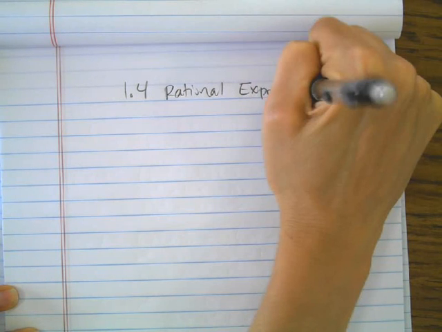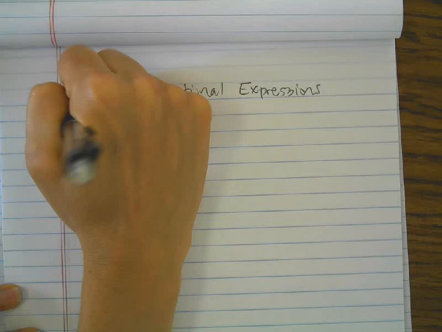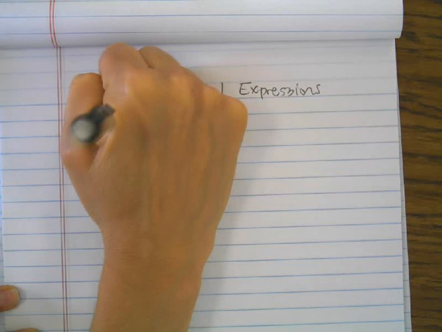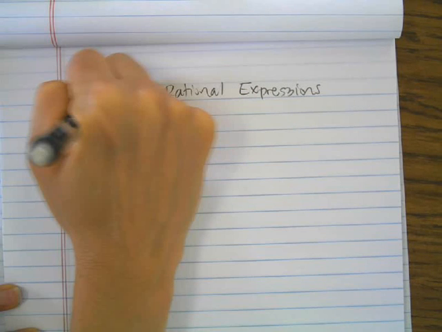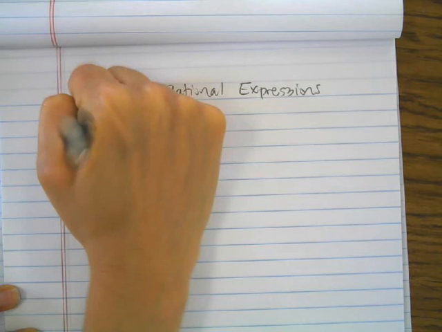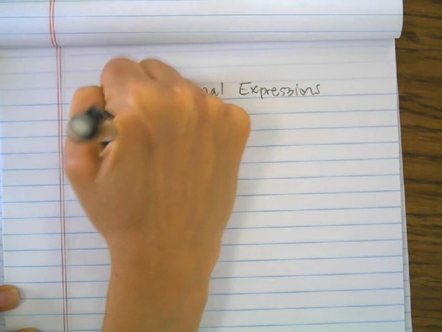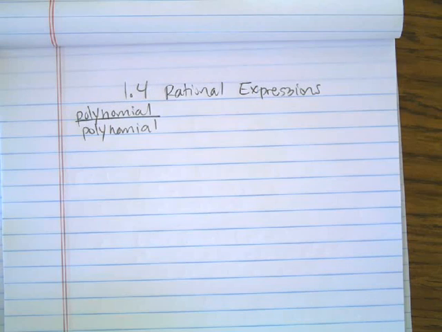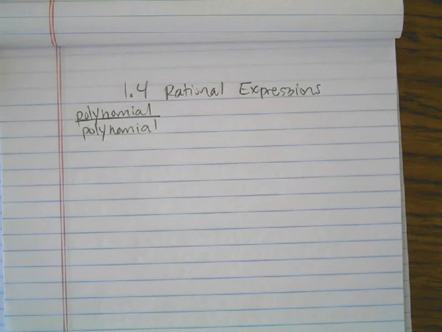The first thing we talk about when we talk about rational expressions is a lot of times we want to find the domain of the rational expressions. Domain means what x values can we put into it so it will work. So the key here is whenever we're talking about domain, we're talking about x values.